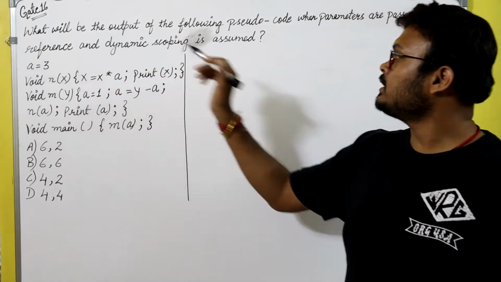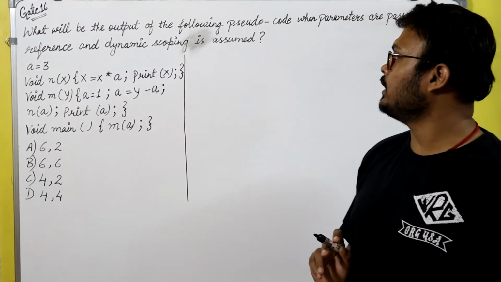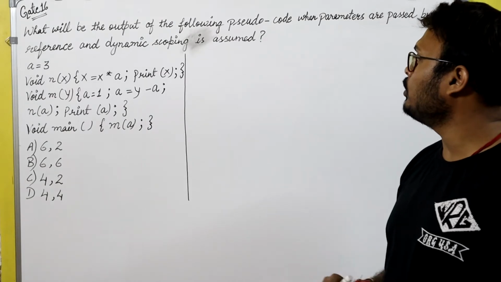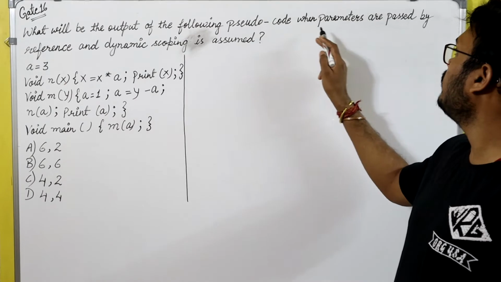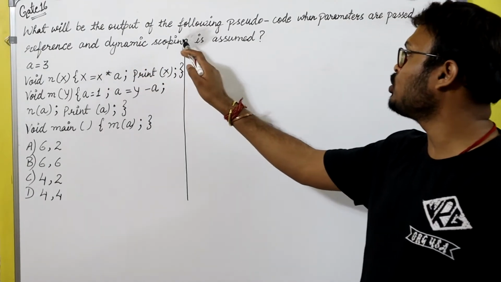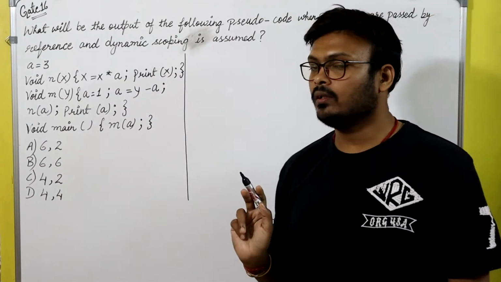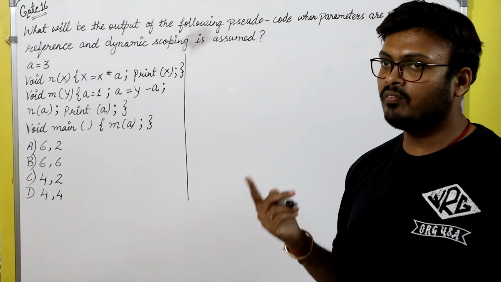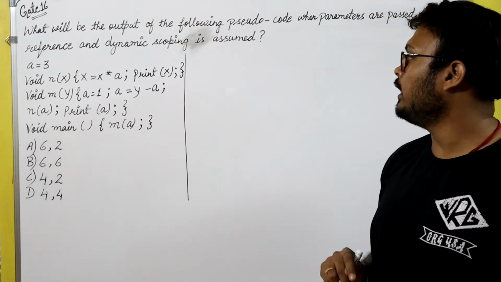So, just see this question. This question came in the year 2016, and I am just reading the question for you. What will be the output of the following pseudocode when parameters are passed by reference and dynamic scoping is assumed? So, in this question, two pieces of information have been given: pass by reference and dynamic scoping. So, let's solve this.